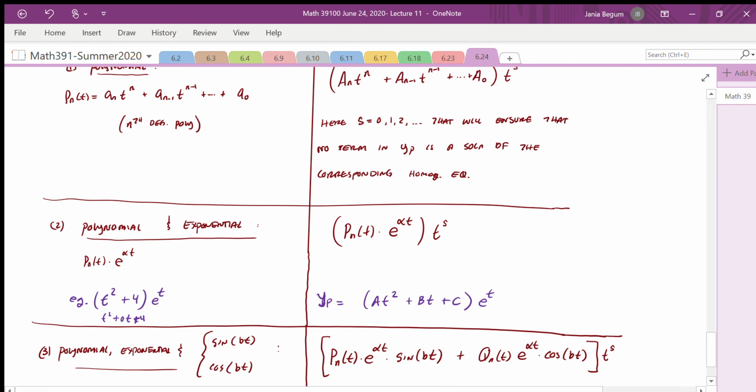Now I'm going to have to modify this by multiplying by t to some power s. S will depend on what I have in my homogeneous solution, right? Because I don't have a homogeneous case here, I'm just writing out the form, we will just leave it as t to the s. Any question on this?